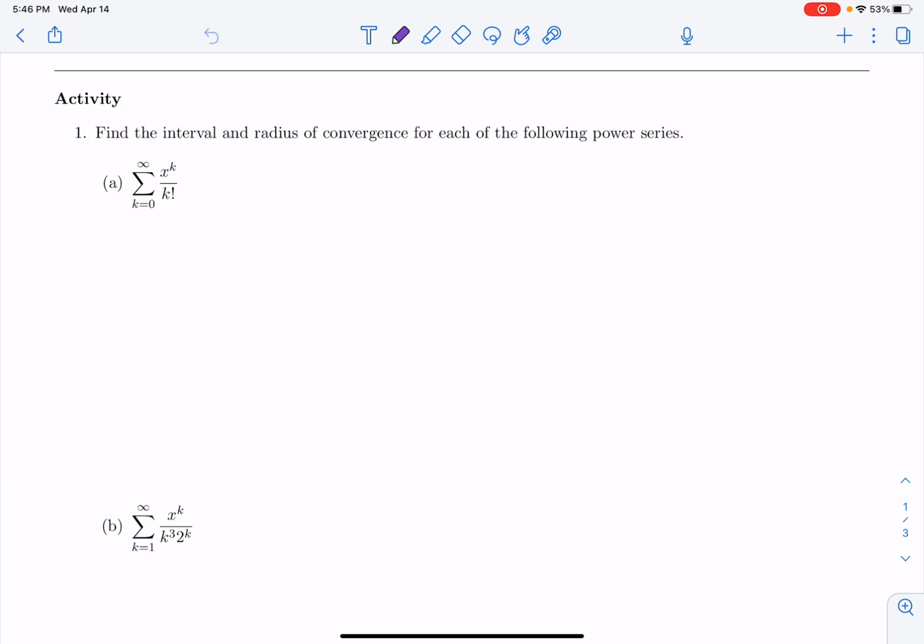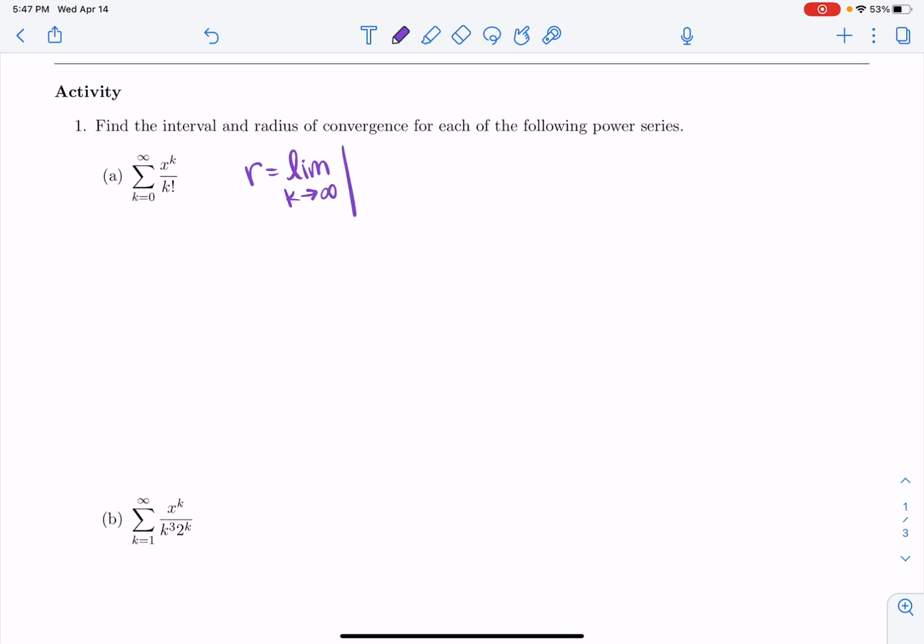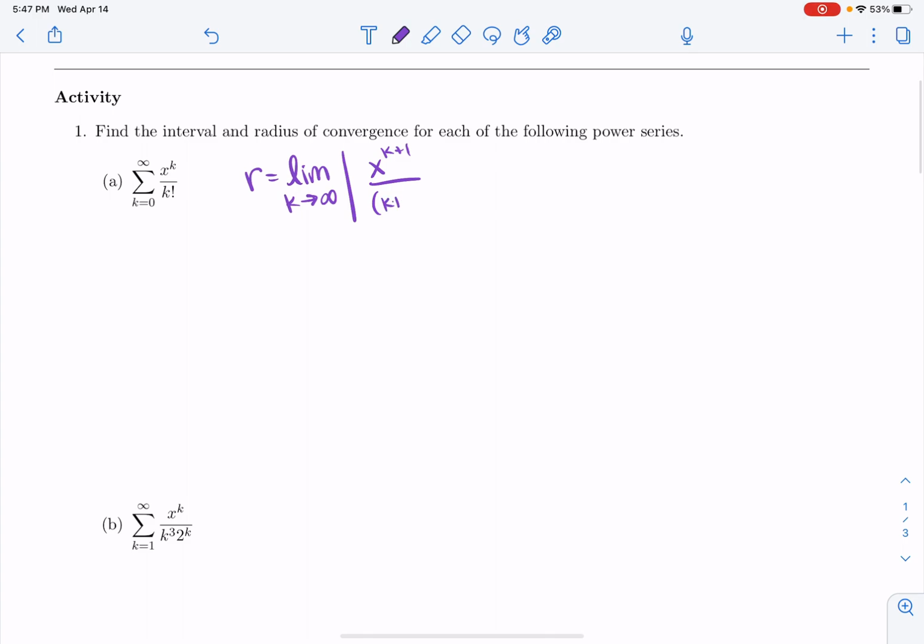All right, so the trick for all of these is to start with the ratio test. So the ratio test says that we calculate R as the limit as k approaches infinity of the absolute value of the k plus 1 term divided by the k term. So the k plus 1 term would be x to the k plus 1 divided by k plus 1 factorial. Instead of dividing by another fraction, I'm going to multiply by the reciprocal. So we'll just have k factorial divided by x to the k. And mostly that's to save space.